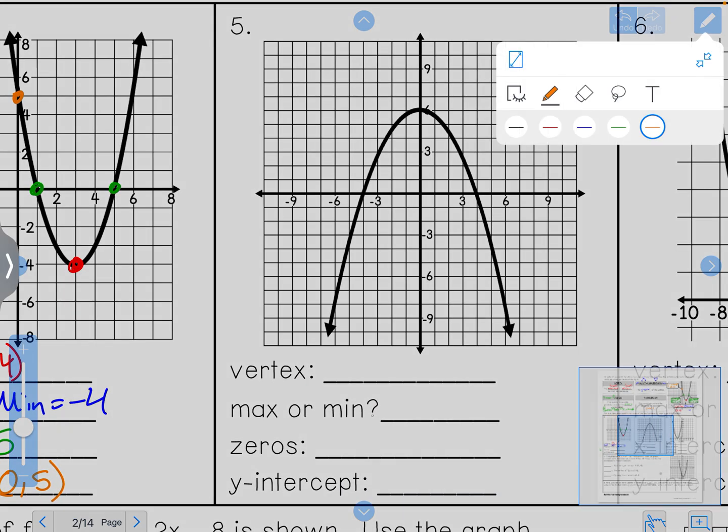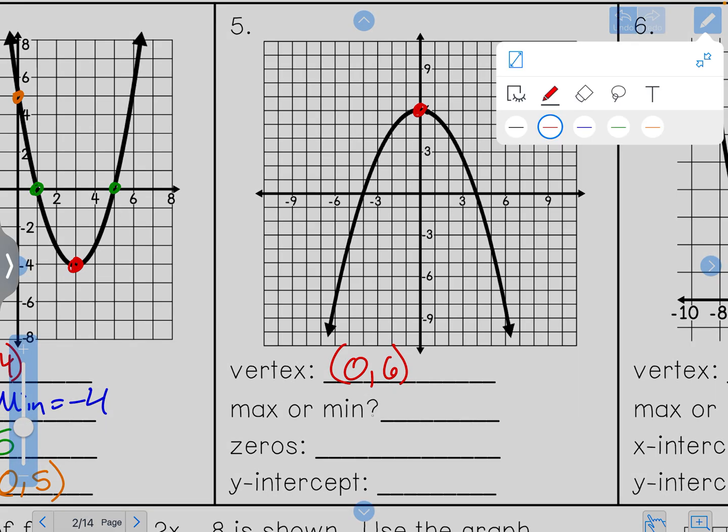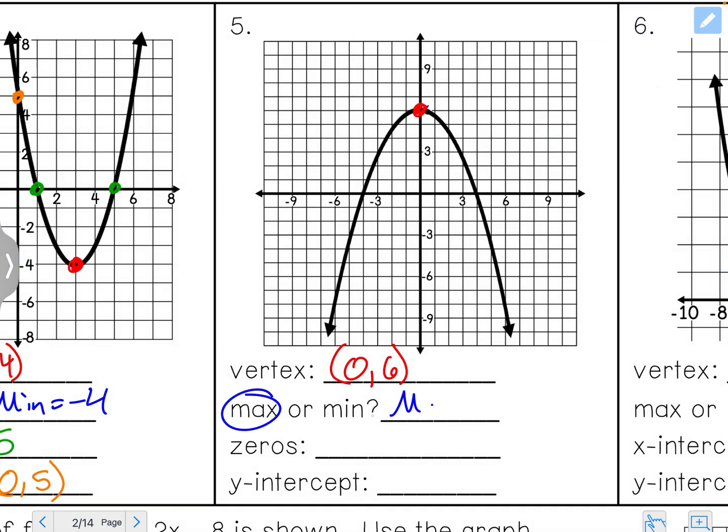So again, vertex is the highest or the lowest point. In this case, it's the highest, and it's going to be (0, 6). Because it's the highest point, that makes it a max, and so our maximum value comes from the y value of the vertex, which is 6. Our zeros, which is where it crosses the x-axis, are -4 and 4. And then finally, our y-intercept happens to be the same as our vertex, (0, 6).